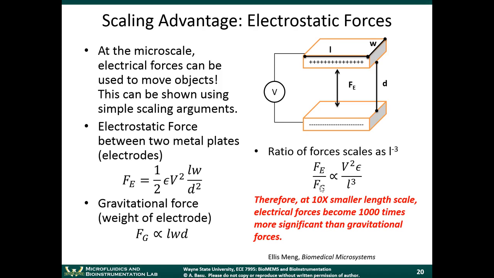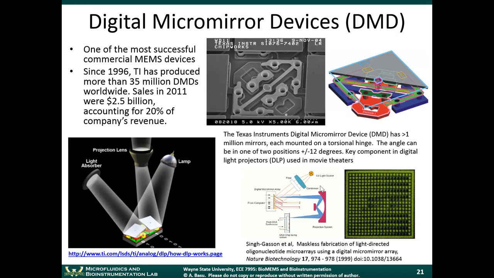So the example that we ended off with last time is a digital micromirror device, which is one of the most successful devices made by Texas Instruments right now. It accounts for 20% of their revenue as of 2011. You have a bunch of mirrors that are electrostatically actuated. The mirror can tilt in one direction or the other using electrostatic forces. There can be millions of them on an array, as we saw in the video last time, and these are used in digital projection systems, in digital movie systems.